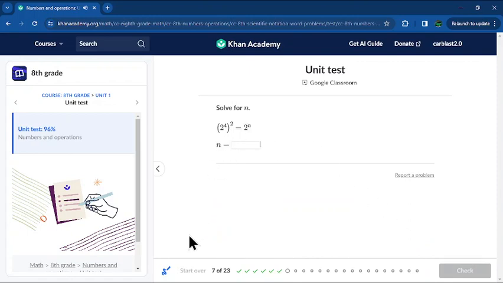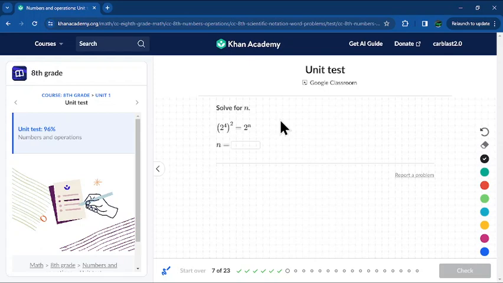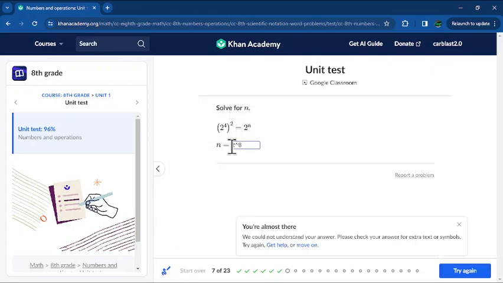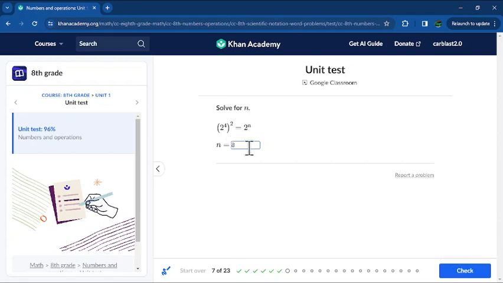So we have 2 to the 4th squared equals 2 to the n. How does this work? I know the answer is 2 to the 8th, but let's explain this. You have 2 to the 4th, which is really saying 2 times 2 times 2 times 2. And then you square that, which is now 2 times 2 times 2 times 2 times 2 times 2 times 2 times 2. That's 2 8 times, which is 2 to the 8th. So that's an explanation of why that's 2 to the 8th. Oh, n equals 8. Sorry, there you go.